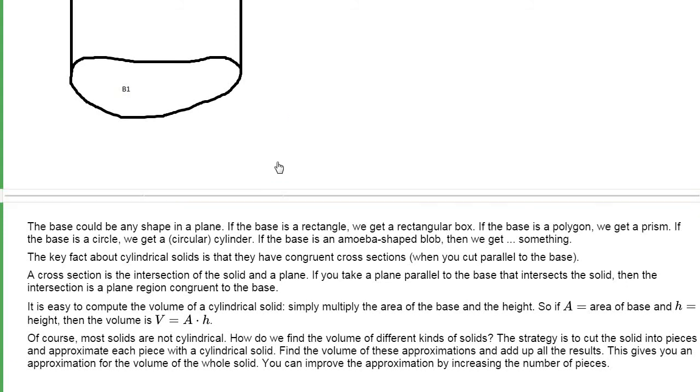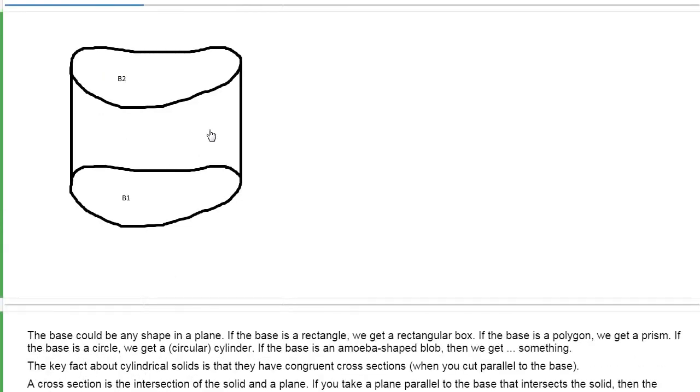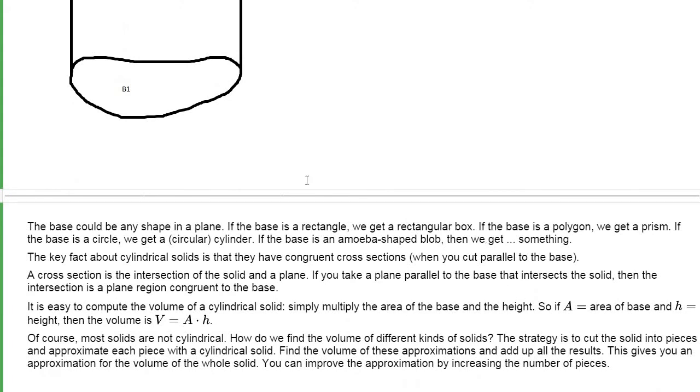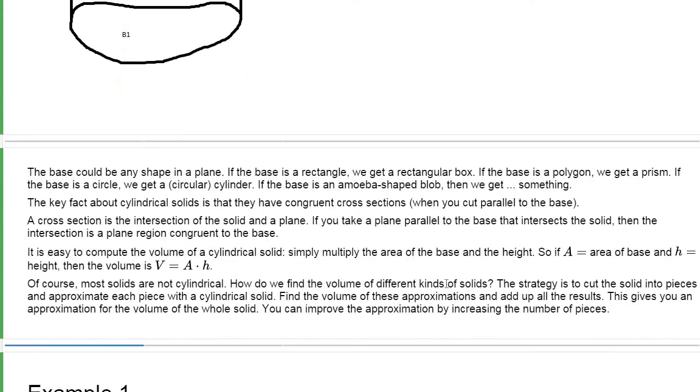The key fact about these right cylindrical solids is that cross-sections are congruent when you cut parallel to the base. So if you take another plane somewhere between B1 and B2 that's parallel to these, and cut through here, the cross section is another copy of this base. Wherever I cut, as long as I'm staying parallel to the base, I'm going to get a copy of the base at every level along the height here.